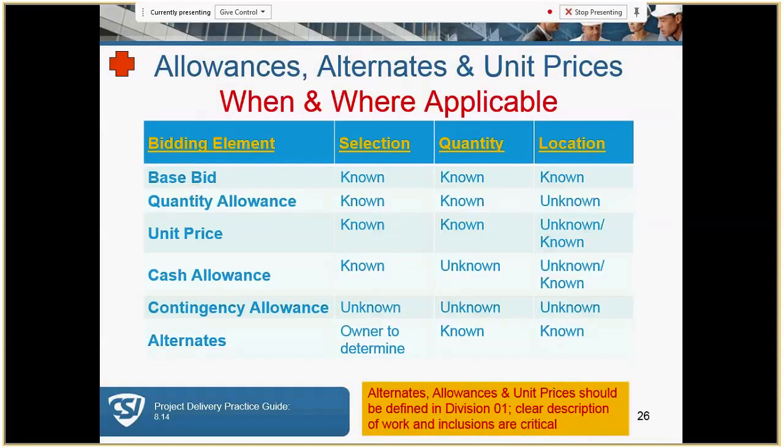This is a table of when and where allowances, alternates, and unit prices are applicable. So on the left, you see the building element, and then selection, quantity, location. Again, the most important thing here is that alternates, allowances, and unit prices should be defined in Division 1. I always felt like Division 1, I guess early on in my career, it didn't make a lot of sense to me, I'll be quite honest, but I understand now that the most attention we need is actually to Division 1 in our contract. In Division 1, we'll have a clear description of work and inclusion.